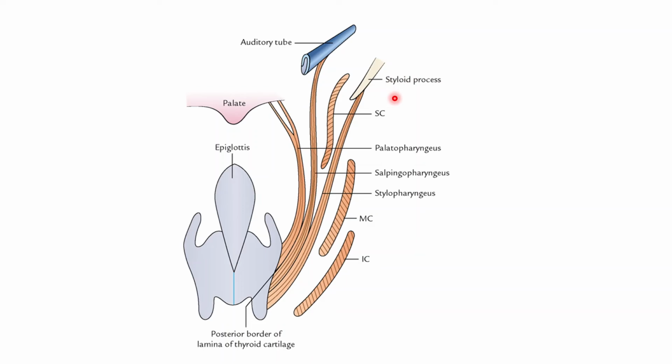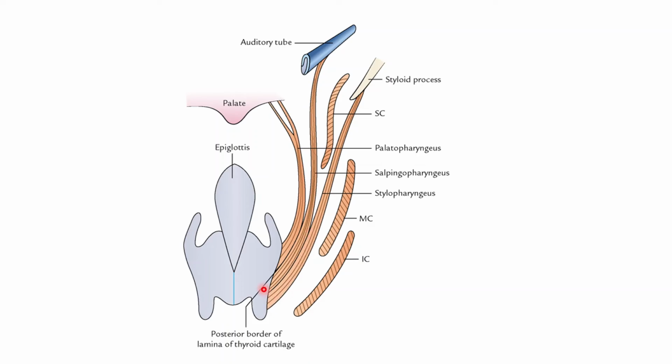The origin of the stylopharyngeus is from the medial surface of the base of the styloid process. This stylopharyngeus is accompanied by the glossopharyngeal nerve, and later it is seen to get inserted onto the posterior border of the lamina of the thyroid cartilage.